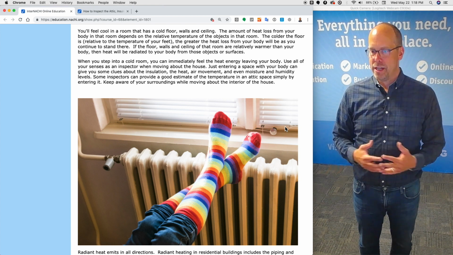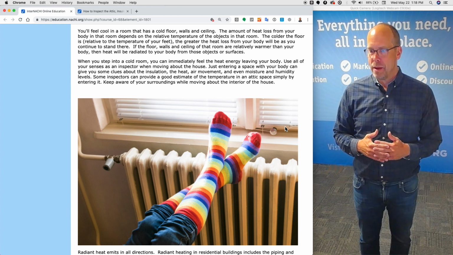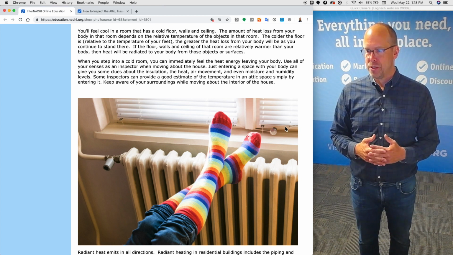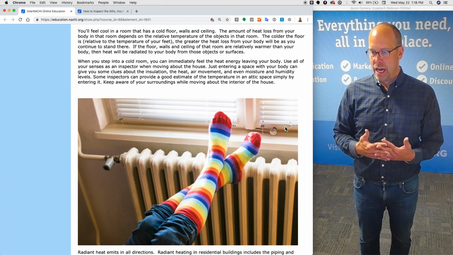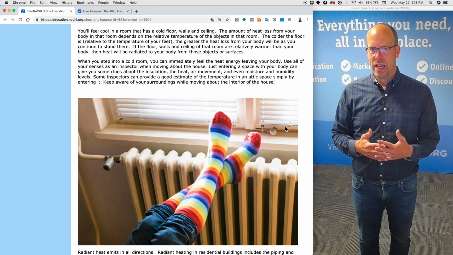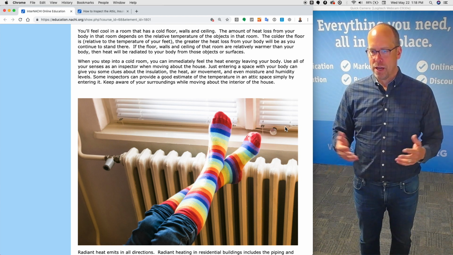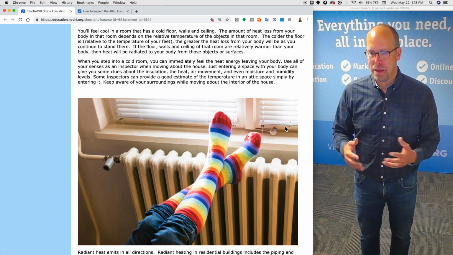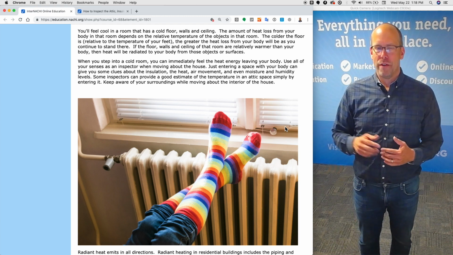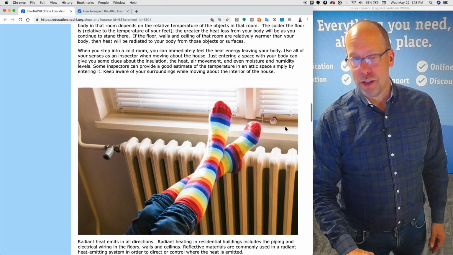Use all of your senses as an inspector when moving about the house. Just entering a space with your body can give you some clues about the insulation, the heat, air movement, and even moisture and humidity levels. Some inspectors can provide a good estimate of the temperature of a really hot attic space simply by entering it. Keep aware of your surroundings while moving about the interior of a house.